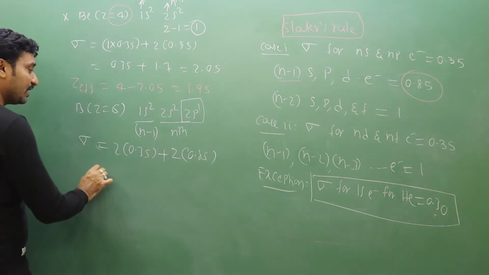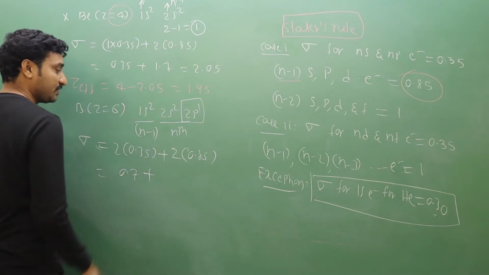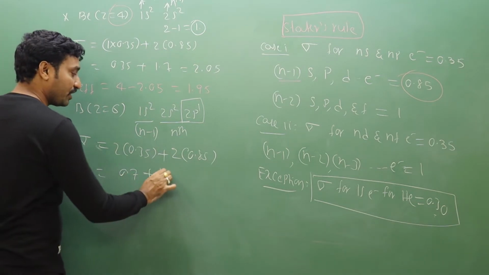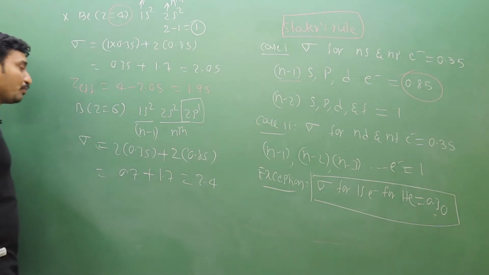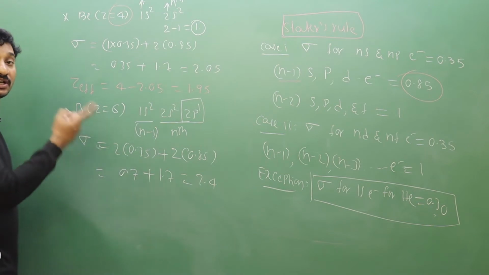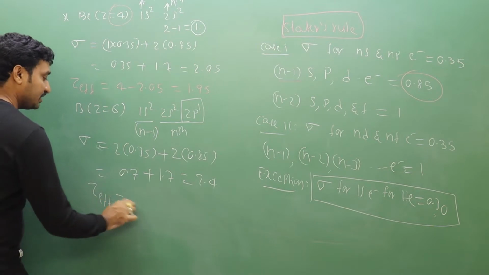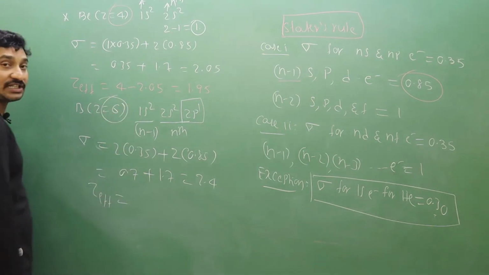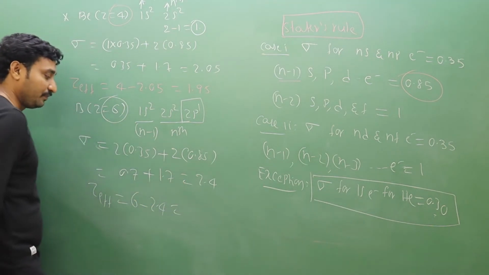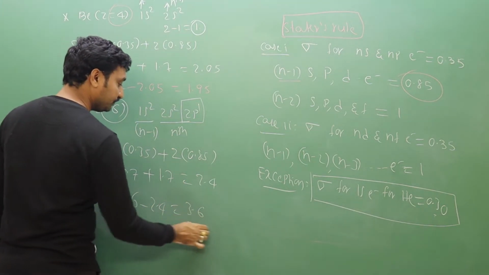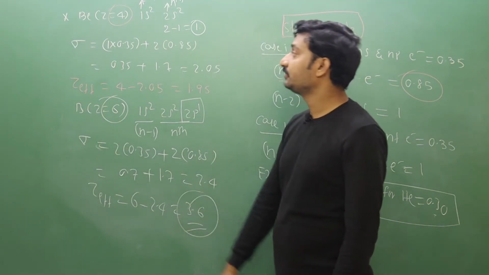0.85. That is equal to 2 into 0.35, 0.7, plus 2 into 0.85, 1.7. That is equal to 2.4, right? Sigma is 2.4 for the 2p electron in boron. Next, Z effective. The actual nuclear charge is 6 protons, so 6 minus sigma 2.4, that is equal to 3.6, right? Z effective for the boron 2p electron is 3.6.